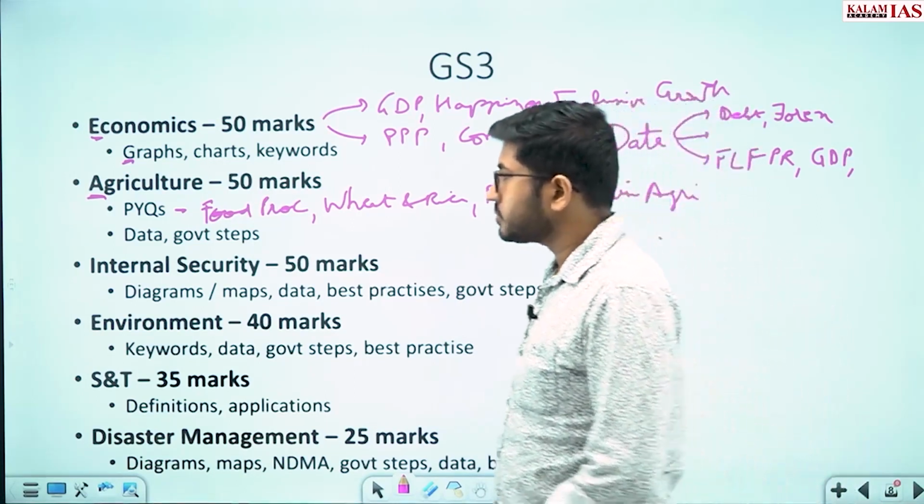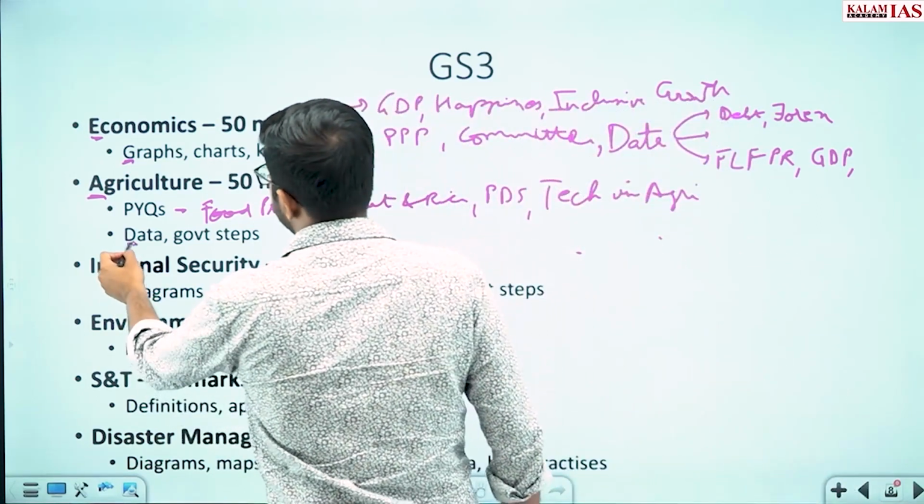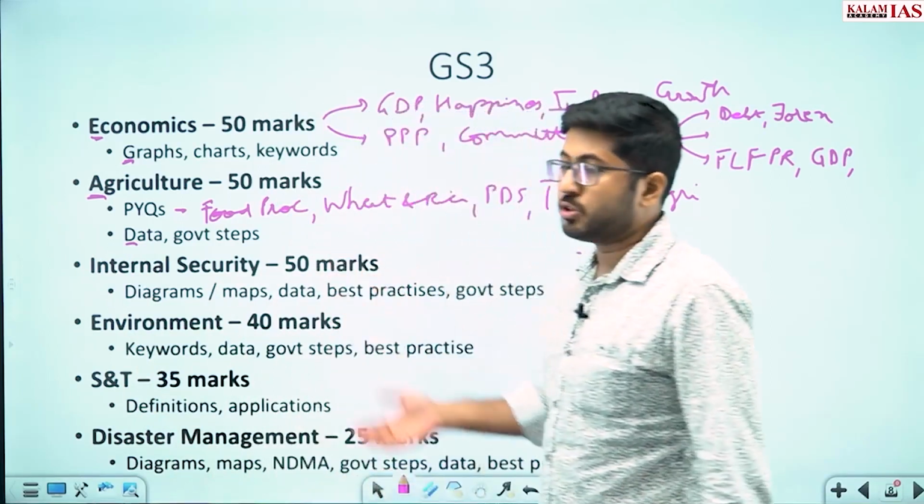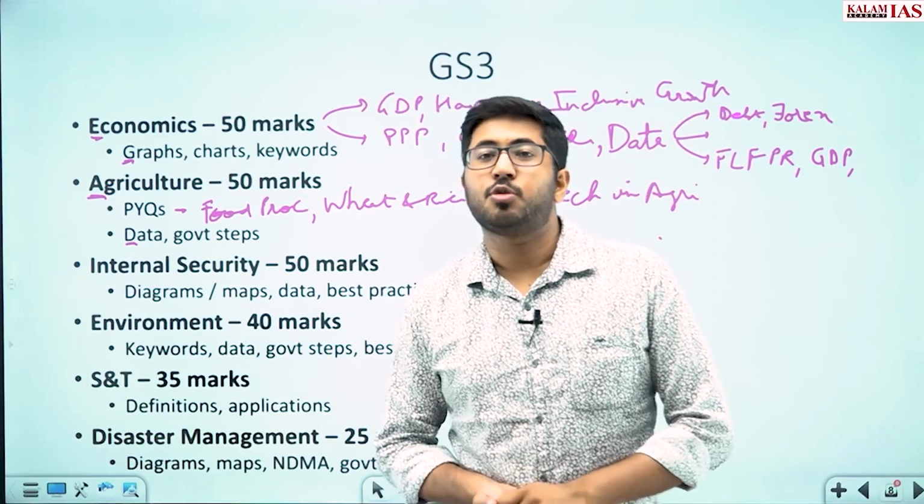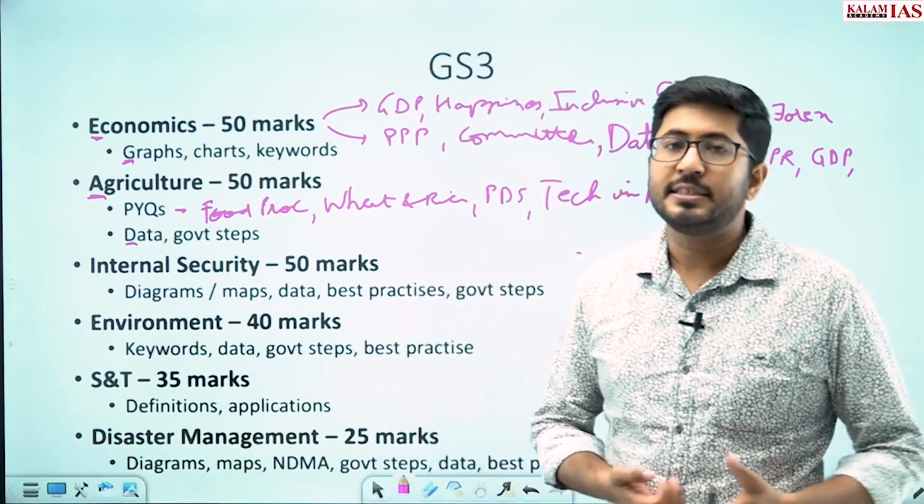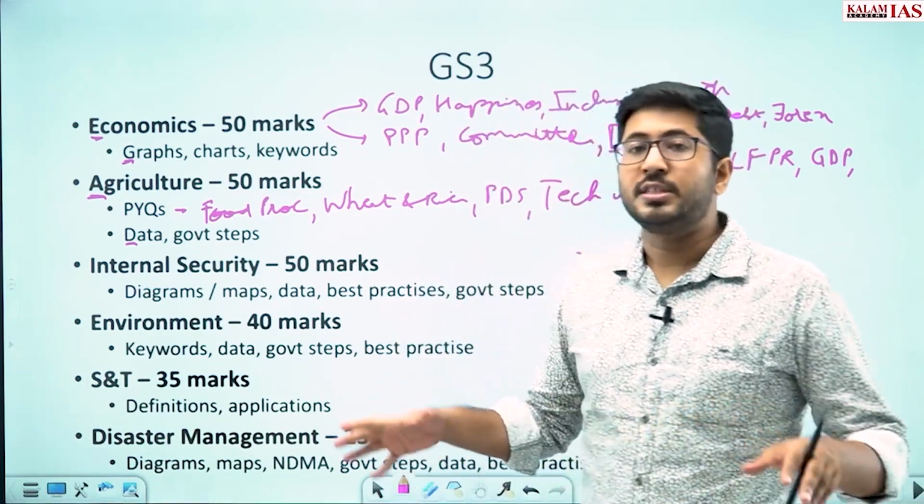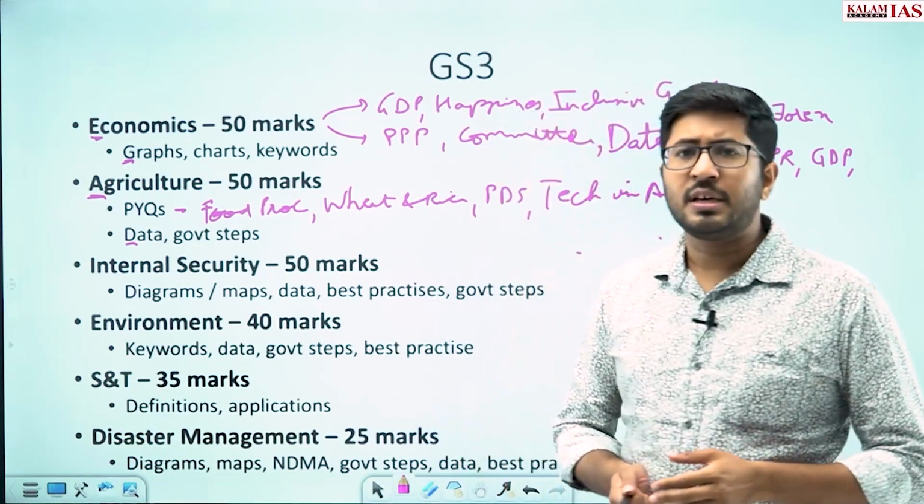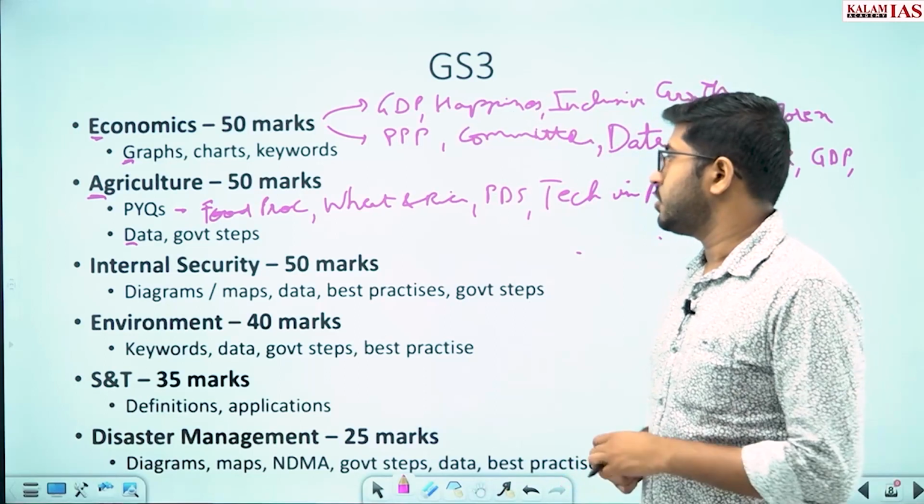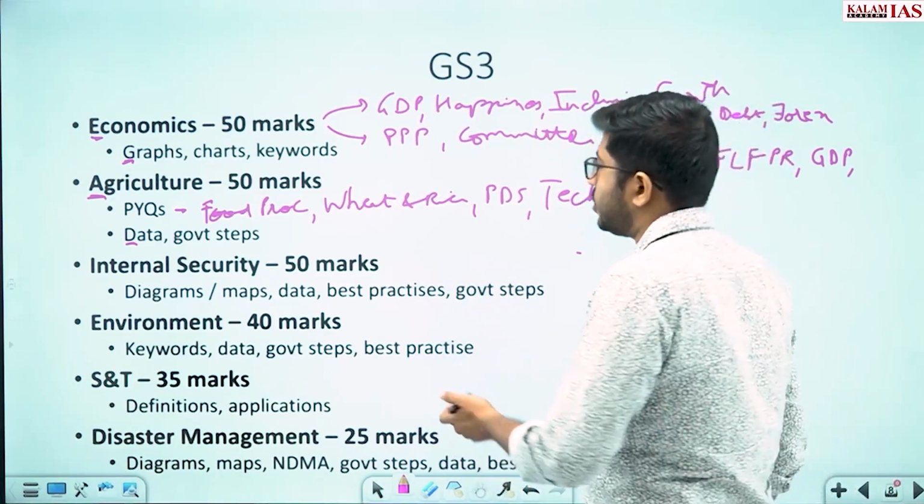And then you have to remember a lot of data. Like suppose for food processing, you can tell it adds this much to the agriculture GDP, it employs so many people, it is a sunrise industry, and which all regions have good food processing sectors. And then government steps. Suppose question is about wheat and rice. So what are the various steps?